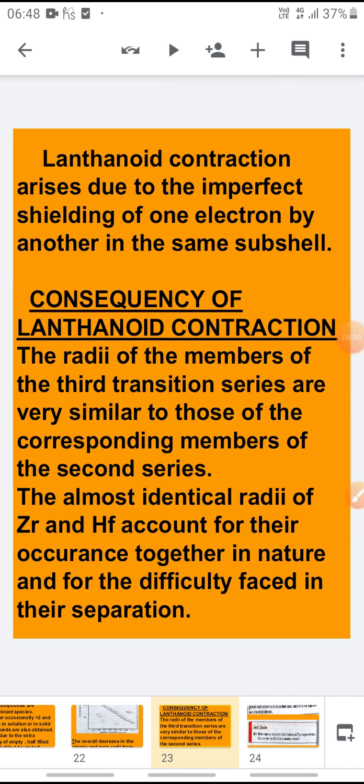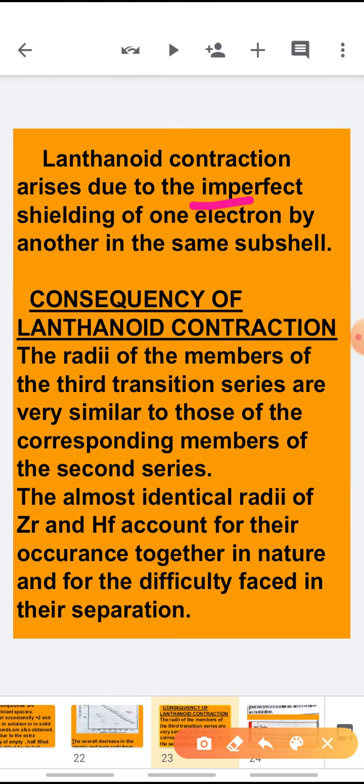The reason for the lanthanoid contraction is the imperfect shielding effect of one electron by another in the same subshell. So, what is the reason for lanthanoid contraction? It is the imperfect shielding effect of one electron by another in the same subshell. Now, consequences of lanthanoid contraction.